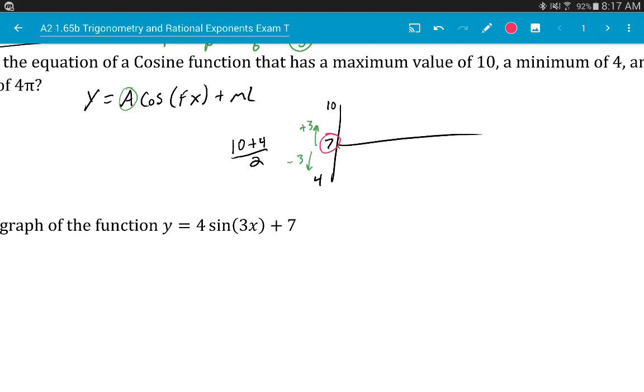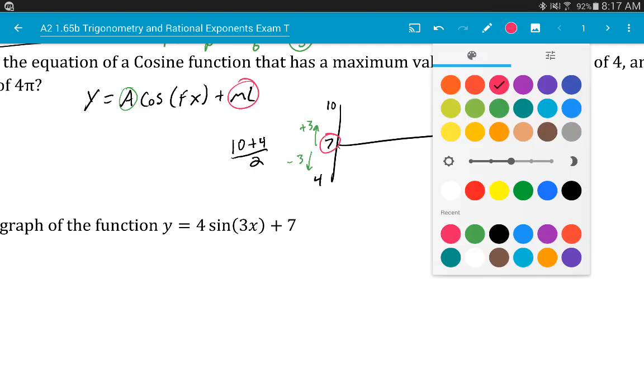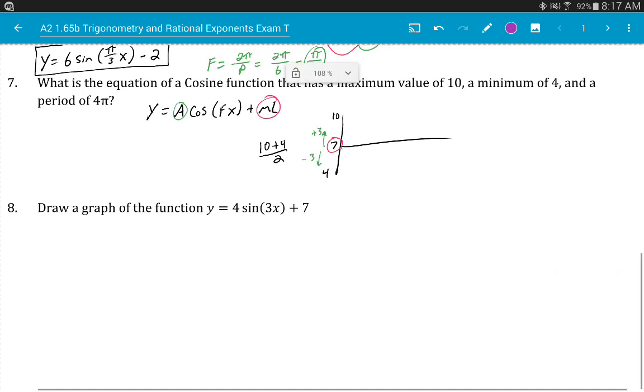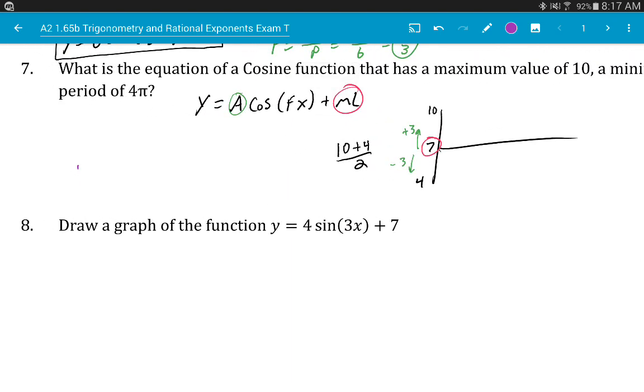I know that my midline is 7. And the only thing I need is the frequency. Well, it says the period is 2 pi. So frequency is equal to 2 pi over period, which is 4 pi. The pi's cross out. 2 over 4 is equal to 1/2. So my final answer is going to be y equals, amplitude is 3, cos of 1/2 x plus 7.